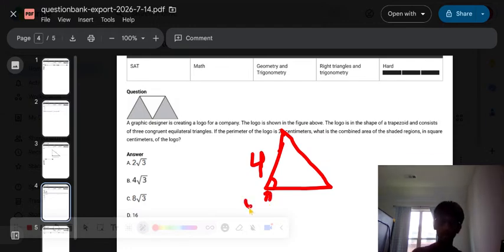Now, we also know that this angle is 60 degrees. But what would happen if you drop a height right here? What would happen if you drop an altitude? Then that means that this angle becomes 30 degrees, and this angle right here would thus become 90 degrees. And we know how to solve our special right triangle. The side opposite to 30 degrees is your smallest, and thus would become 2.